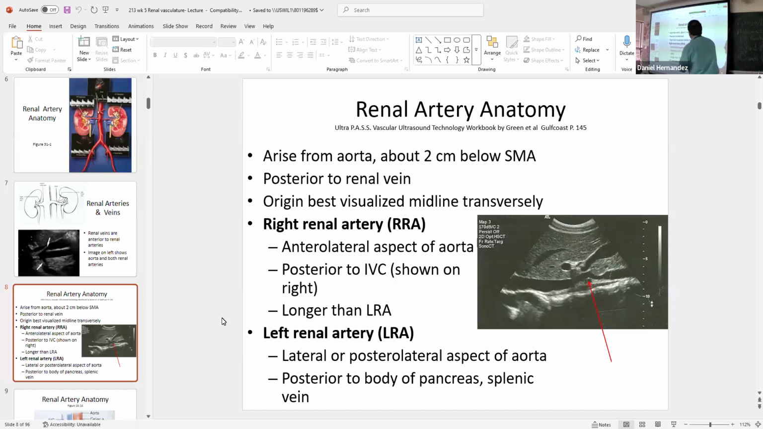The right renal artery arises from the aorta. It's roughly about 2 centimeters below the level of the superior mesenteric artery. We said the arteries are posterior to the veins, their corresponding veins. So the veins are anterior, arteries are posterior behind them. Typically they're best visualized when we're in transverse midline. So we find our aorta in transverse and we look for the renal arteries branching off the abdominal aorta. The right renal artery comes off a little more anterolateral.